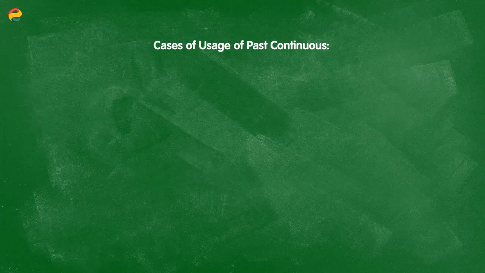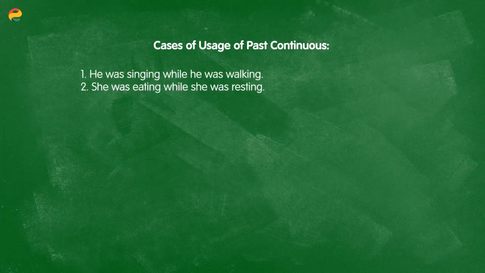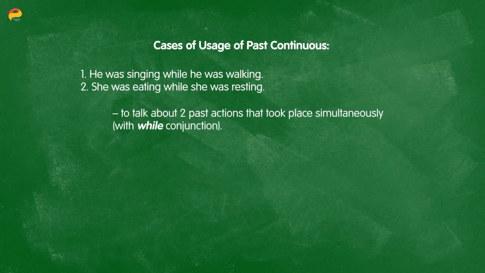However, if we want to talk about two actions that are occurring simultaneously, at the same time, we need to use the past continuous for both of them. "He was singing while he was walking," or "she was eating while she was resting." And here I usually connect these phrases with the word "while."